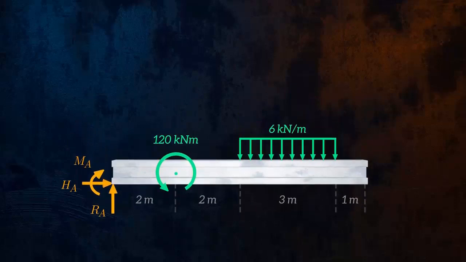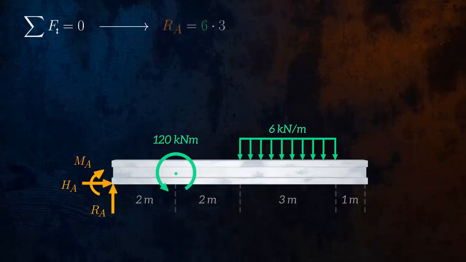Let's look at our first equilibrium equation. The sum of forces in the vertical direction is equal to 0. In this case, the only forces acting in the vertical direction are the reaction force Ra and the distributed force. So Ra is equal to 6 times 3, which is 18. Ha is the only force in the horizontal direction, so it must be equal to 0.